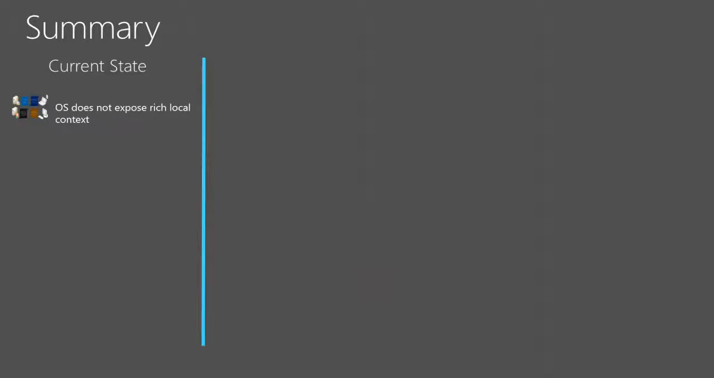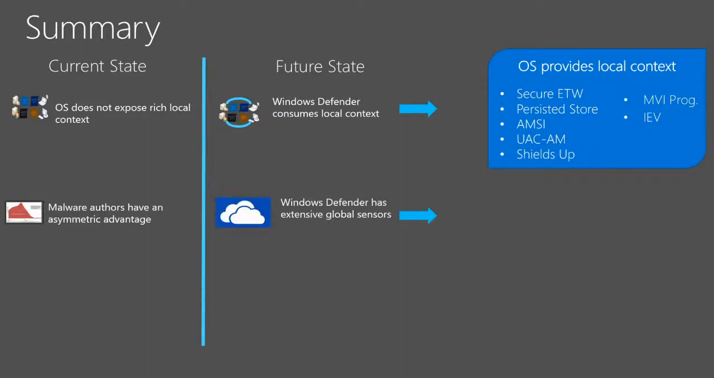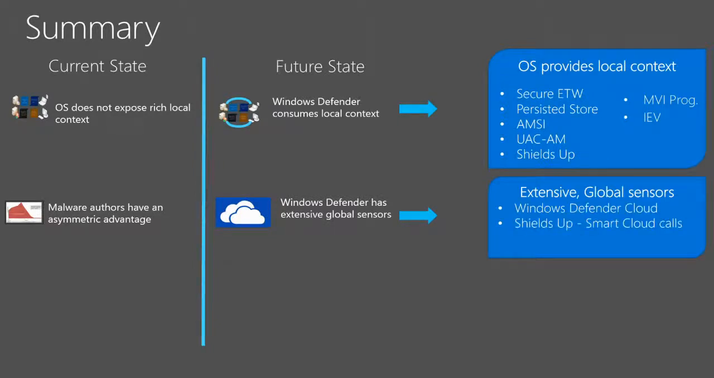So we started with the current state, and we said that today's OS 7, 8 do not expose sufficient local context. We saw examples of how we've increased the amount of local context 20 times on Windows 10, and some examples of how Defender uses local context. And we saw how malware authors have an asymmetric advantage. Defender, using these extensive global sensors, is able to overcome this advantage because it can adjust and circle back in a closed loop in less than 8 hours, significantly less than 8 hours.